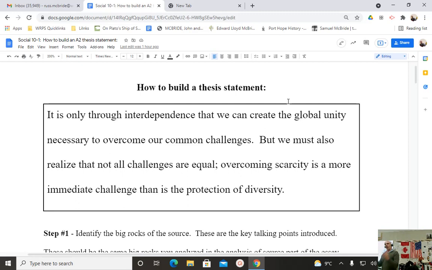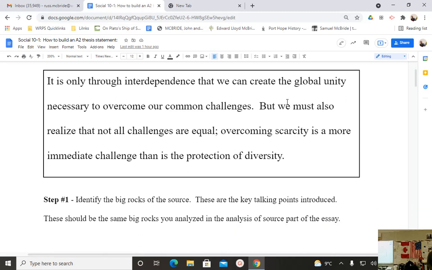The first thing I must stress is that in order to build a thesis statement, you need to understand what is it that I'm responding to. And that's a part of that exercise that we've already done called the analysis of source. When you analyze the source, you have to identify what we call the big rocks. Now, what are the big rocks the source is talking about? So I would say that the first step in developing a thesis statement is to, again, make sure you have identified the key rocks, the big rocks of the source. These are the talking points that have been introduced.